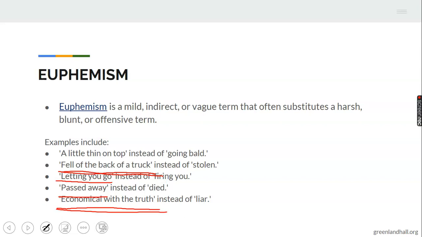Then the last thing is a little thing on top. If I tell you Emmanuel is growing a little thing on top, that means Emmanuel is growing bald head. So here you say something offensive, something blunt, something harsh in a mild way.